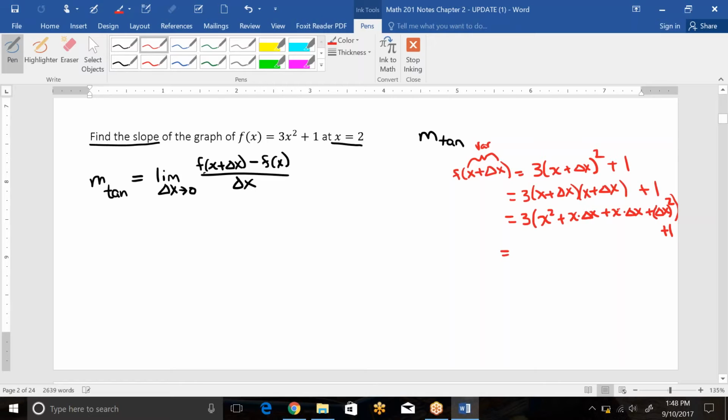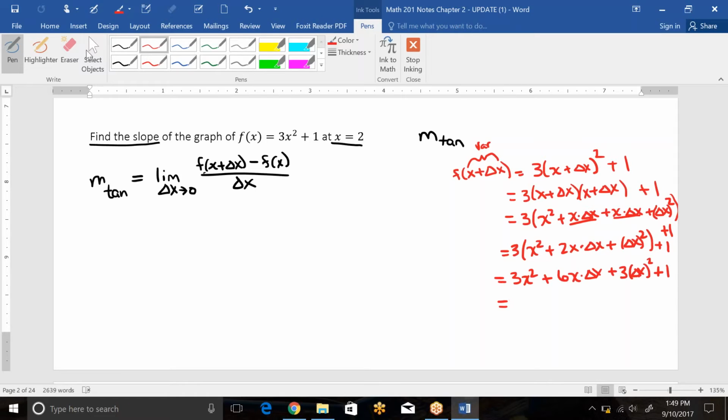Okay, then we can combine some like terms in the middle. We have an x delta x and another x delta x. So that would be 2 of those, remember, because when we combine like terms, we add the coefficient out front, plus my delta x squared, and then my plus 1. And then we will distribute this 3 throughout the function. So 3x squared plus 6x times delta x plus 3 delta x squared, and then remember, bring down the plus 1. It does not get the 3. It was not inside the parentheses.